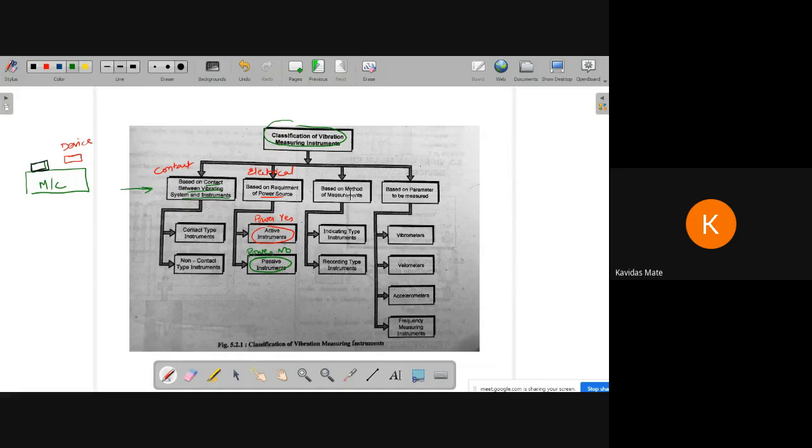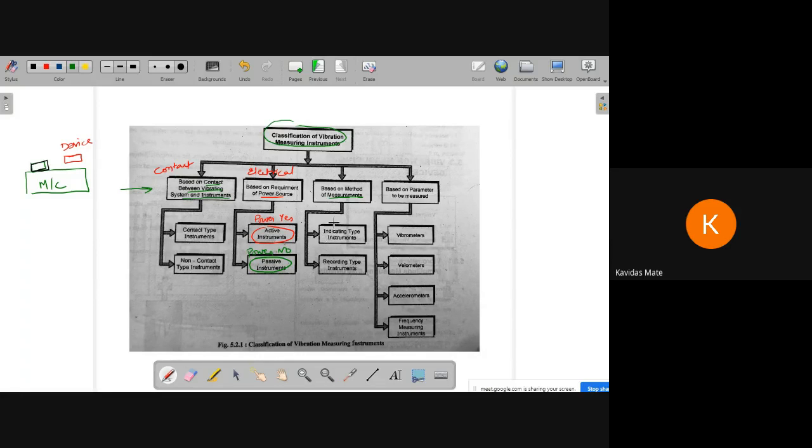Next is based on how you measure, or the method of measurement. Basically, the first is indicating type and the second is recording type. For indicating type, think of when you fill air in your vehicle's tire and see a Bourdon pressure gauge. It just indicates what the pressure is, and once you remove it, it goes down. It just indicates the pressure at that particular moment.